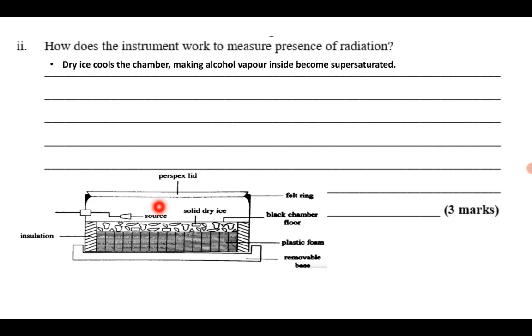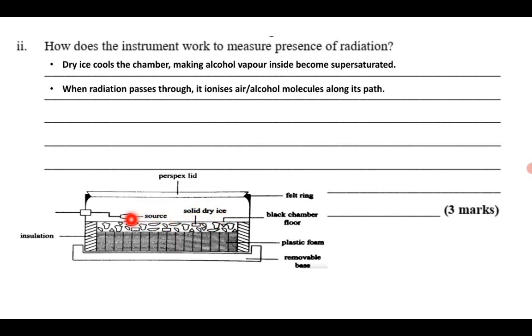There's vapor here, around here. The alcohol vapor inside becomes saturated, very dense. So when that happens, radiation comes from the source here. When the radiation passes through, it's going to ionize the air, the alcohol molecules along its path.